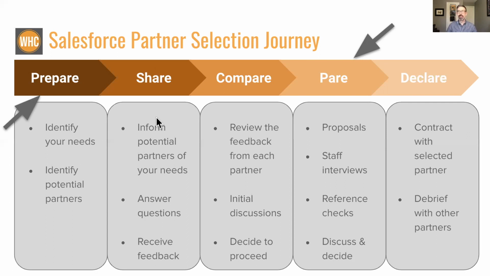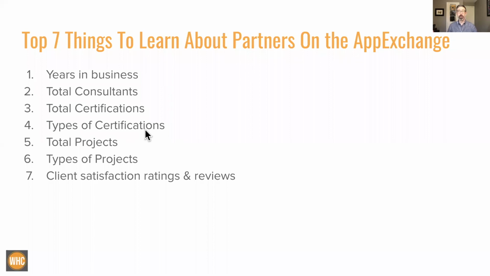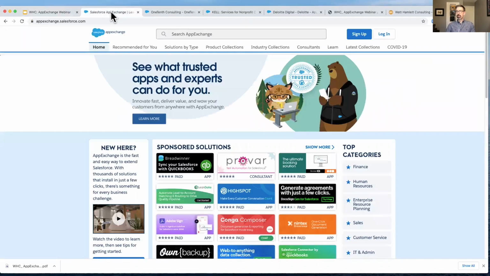So the AppExchange is by no means perfect and should never be the only source you turn to to help you find partners. But it really is today the only place that you can get verified objective metrics about consulting partners. And so that's what we're going to focus on today: the top 7 things that you can learn about consulting partners on the AppExchange. You see them here on the screen. It's years in business, total consultants, total certifications, types of certifications, total projects, types of projects, and then client satisfaction ratings and reviews. That's what we're going to spend the rest of the webinar talking about. Let's go ahead and dig into that and hop on over to the AppExchange.